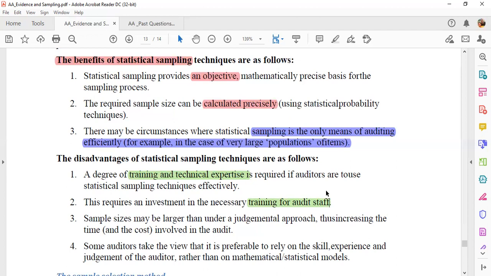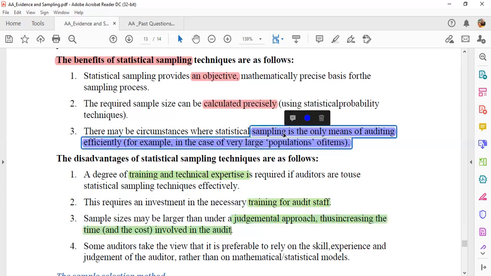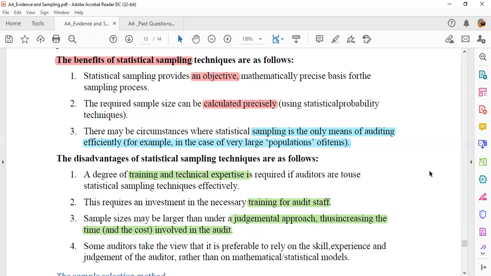Sample size can be larger than with the judgmental approach, thus increasing the time and the cost involved in the audit. One of the advantages we mentioned earlier is that statistical sampling is good for a large organization. So the sample size may be larger than the judgmental one, and thus it increases the time we are going to spend. But if it is judgmental, I just pick 5, let me pick 10, then I go. Here it consumes time, and as a result it is expensive.